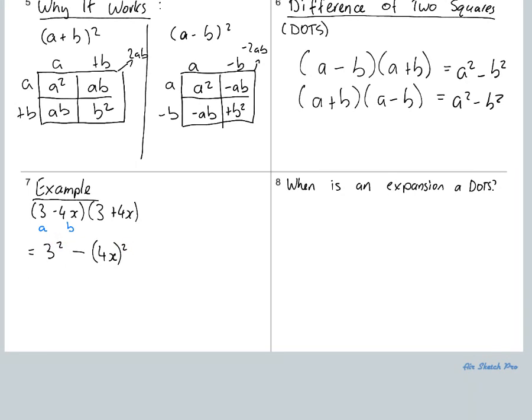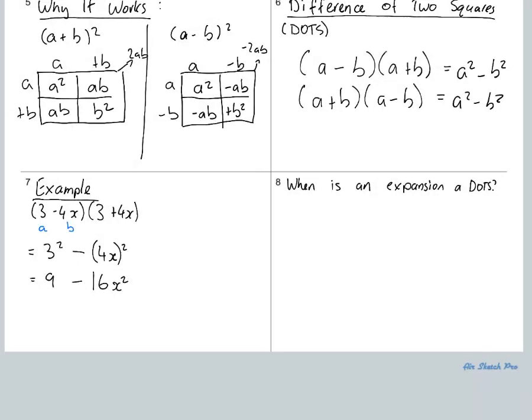So the last line, 3 squared is equal to 9. And 4x squared, we square each thing inside. 4 squared is 16, and x squared is x squared. So it's 9 minus 16x squared, and that's all we can do. We can't take 16 away from 9. Any questions?